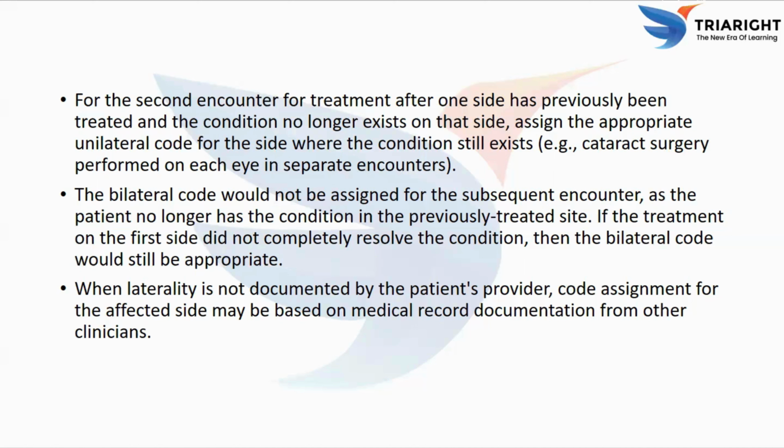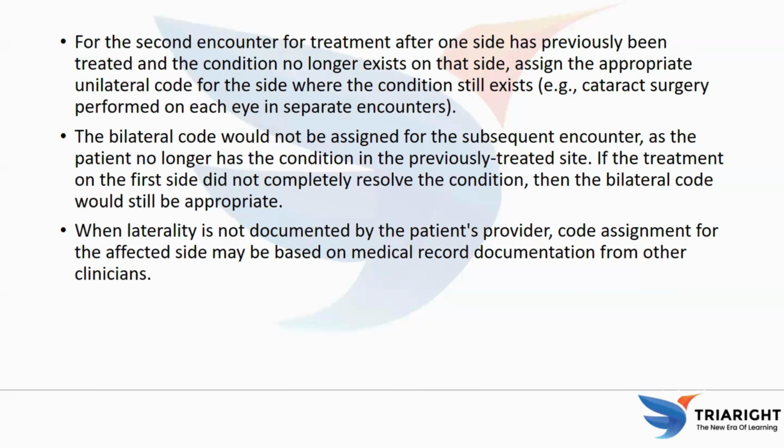So when should you not use the bilateral code? You should not use a bilateral code if one side is already treated and cured. But if the treatment of the first side didn't fully resolve the condition, you can still use the bilateral code because the condition exists on both sides. It didn't fully resolve, right? In that case, you code the bilateral code. So if laterality is not documented, what should you code? If the provider didn't mention which side, either right or left, you can use the information from other clinicians' records in the patient's file to assign the correct side. So this is about laterality.